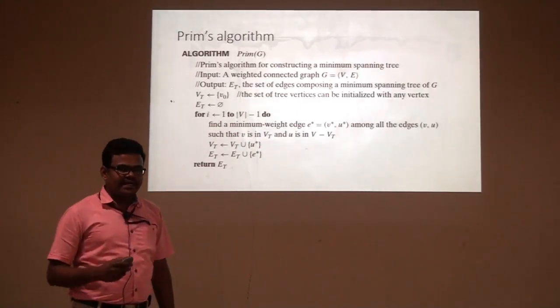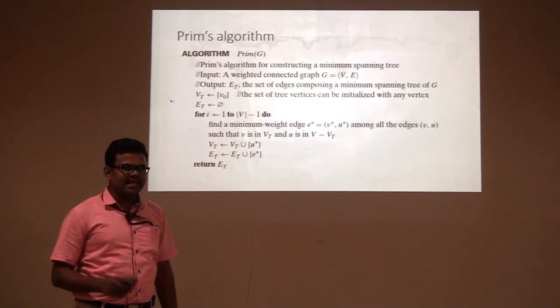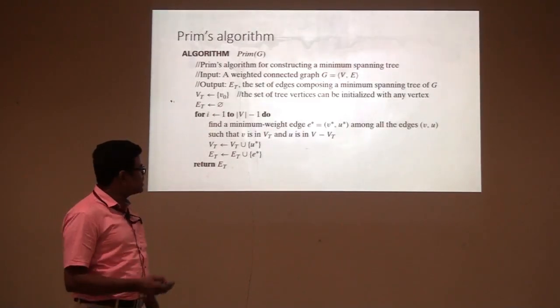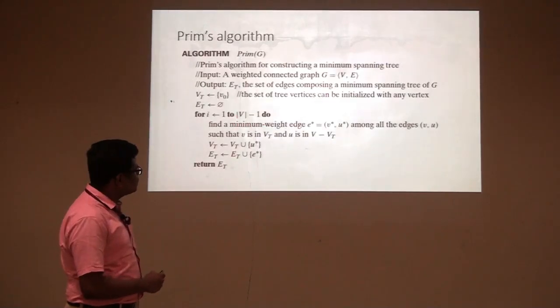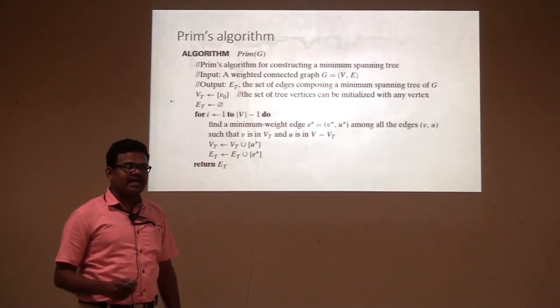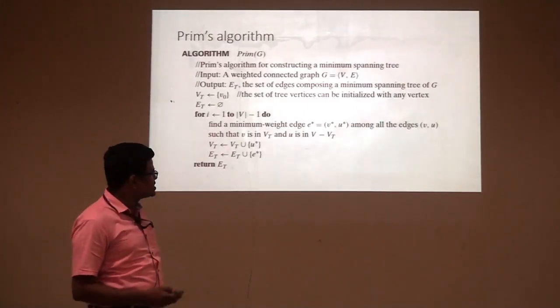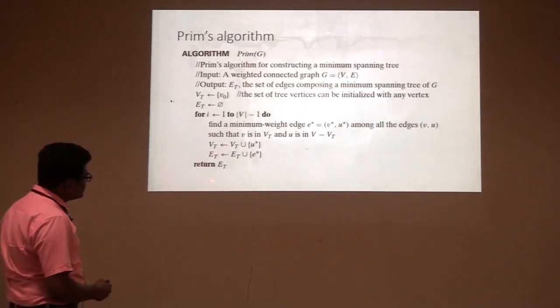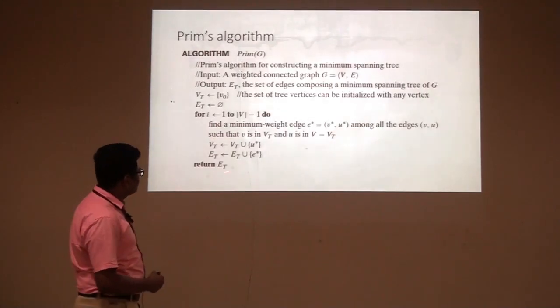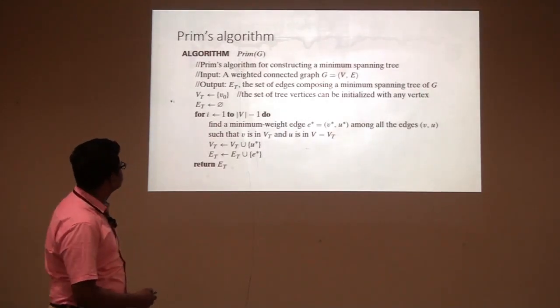And when we are connecting the graph, it should not form a cycle. We have to find the minimum weighted edge while the graph should not follow a cyclic form. So we should not have a cycle. After that we are going to return the T, the set of all the edges.